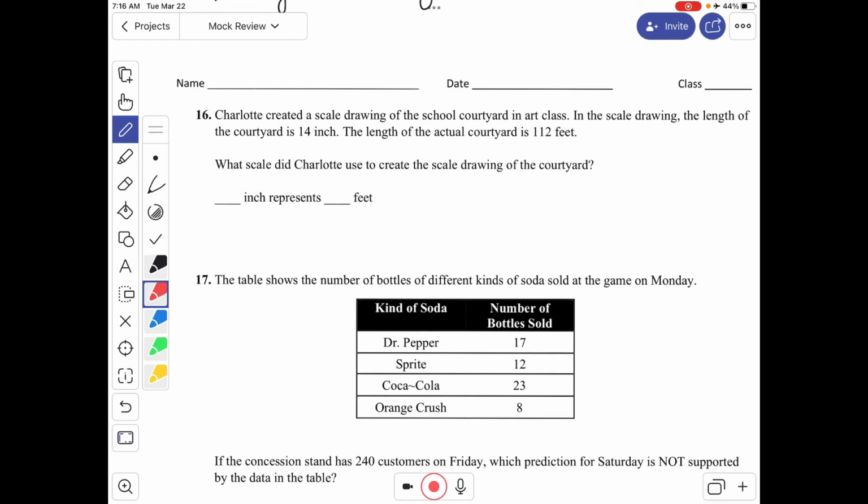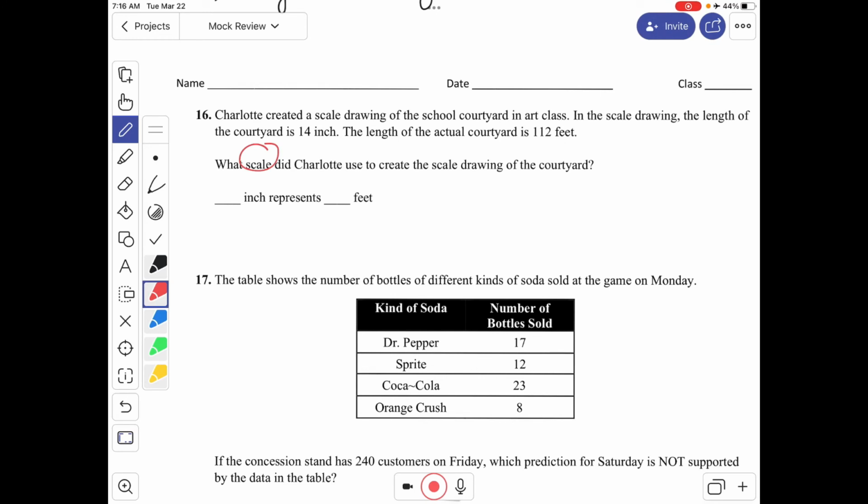Number 16. Charlotte created a scale drawing of the school courtyard in art class. In the scale drawing, the length of the courtyard is 14 inches. The length of the actual courtyard is 112 feet. What scale did Charlotte use to create the scale drawing of the courtyard?